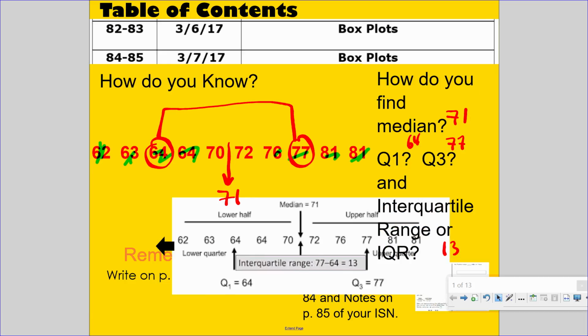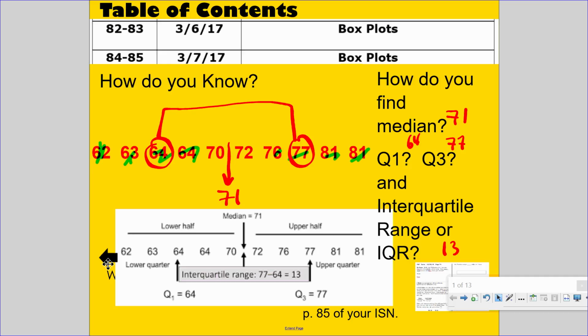So let's check our work right here. We see that the median is 71. We did it correctly. This is the lower half, upper half. This is the median of the lower half, median of the upper half, and the IQR, or difference from Q1 to Q3, is 13.